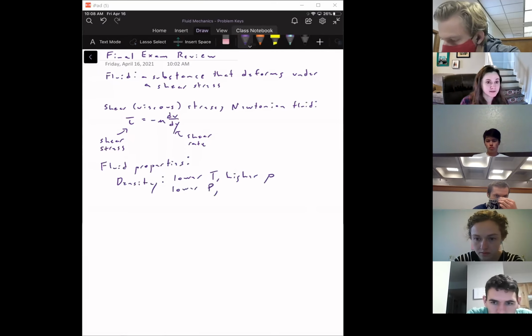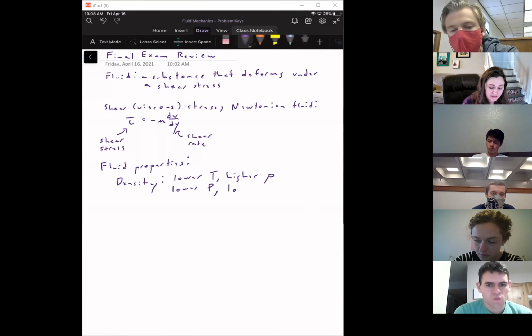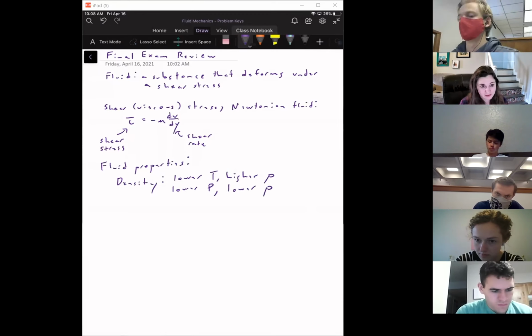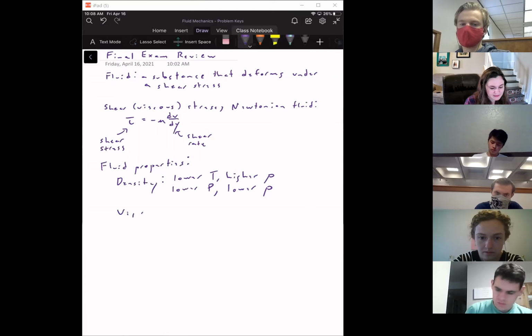But as far as pressure and temperature goes, a lower pressure, what would that lead to? Lower or higher density? A lower pressure would lead to a lower density. Yep. So this is just in general. For any given fluid, you would see this relationship. Then different fluids will have different densities in between them. And then viscosity.